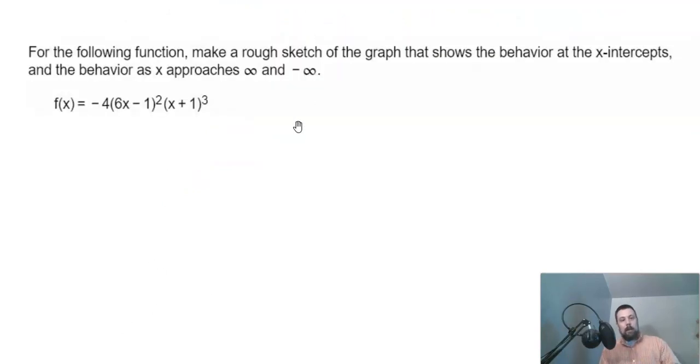All right, one more example to do, and we'll do the same thing. We will pause the recording. You can pause the video, see if you are able to determine the symmetry, y-intercept, x-intercepts, and end behavior, and put the graph together.